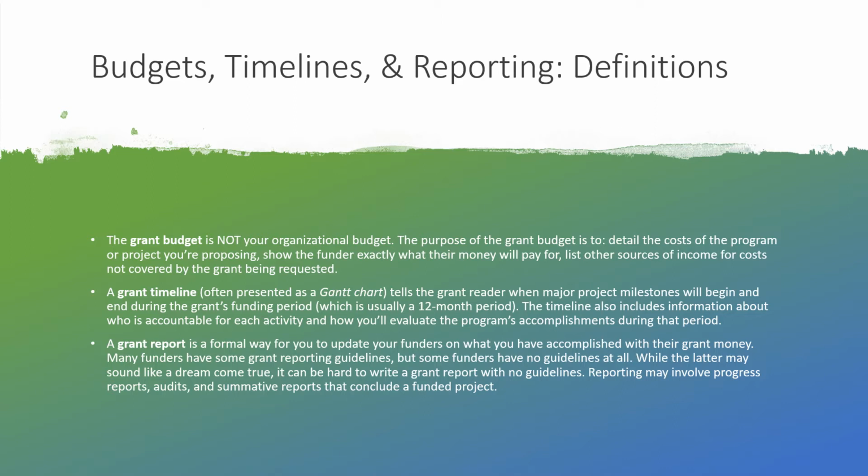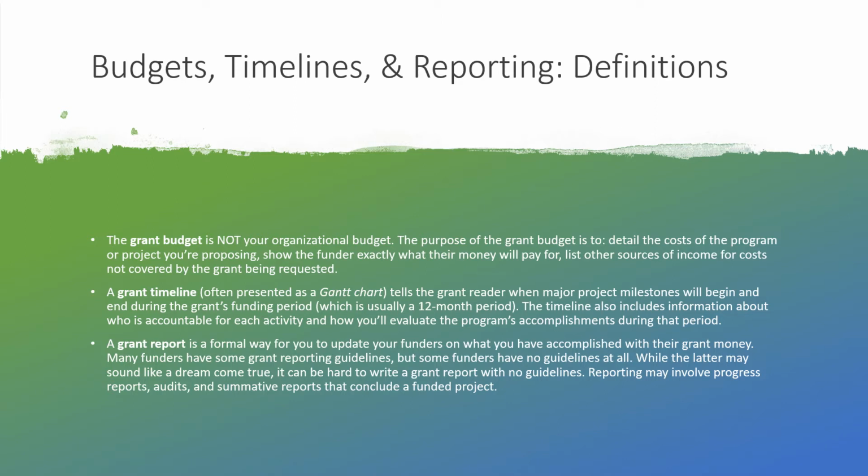A grant timeline, often presented as a Gantt chart, which we'll talk about in a minute, tells the grant reader when major project milestones will begin and end during the grant's funding period, which is usually a 12-month period, but there are, of course, multi-year grants. And there is not a timeline specified for the grant proposal. So you can think about it, a 12-month period is pretty good. The timeline also includes information about who is accountable for each activity and how you will evaluate the program's accomplishments during that period.